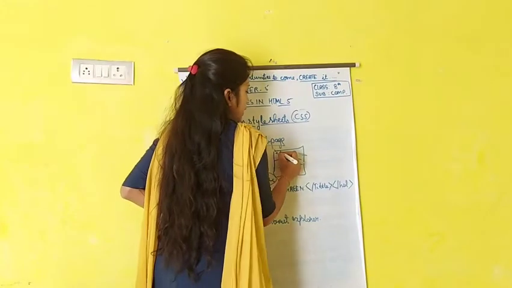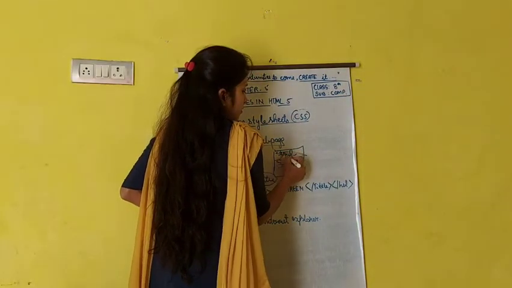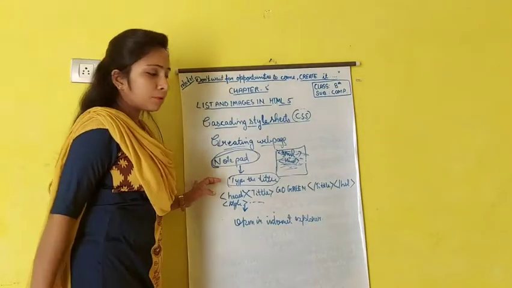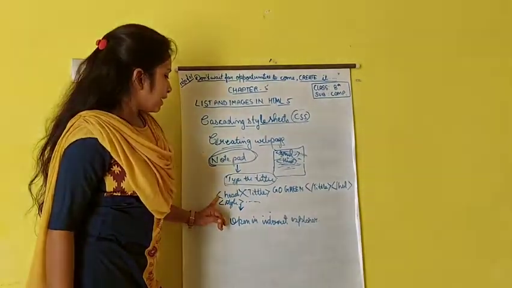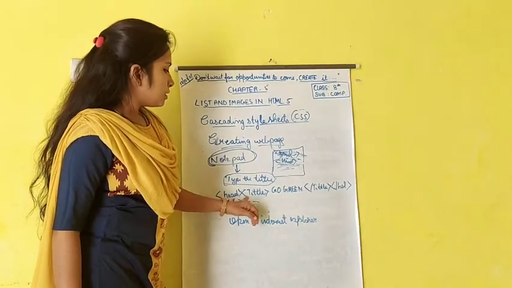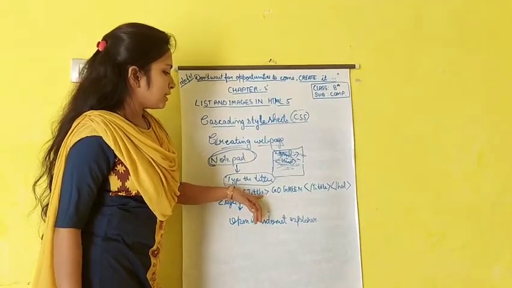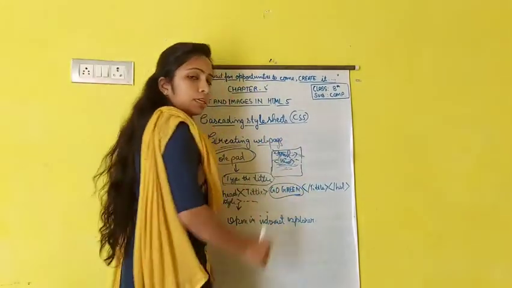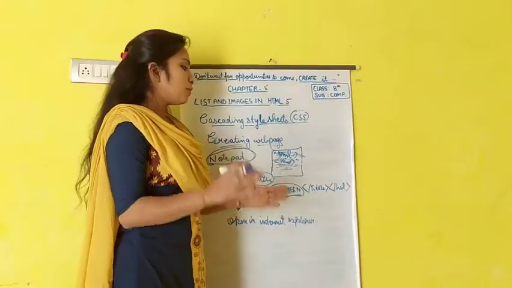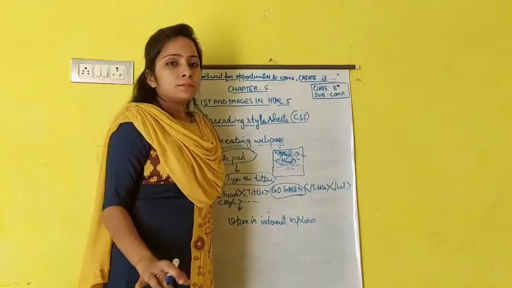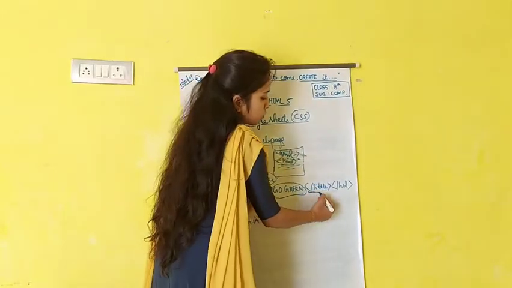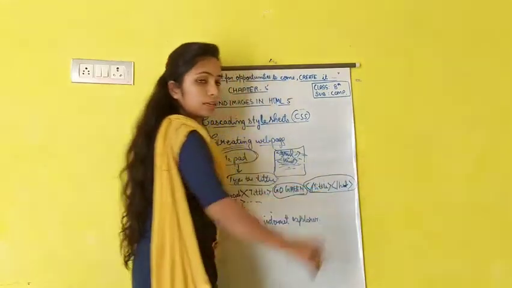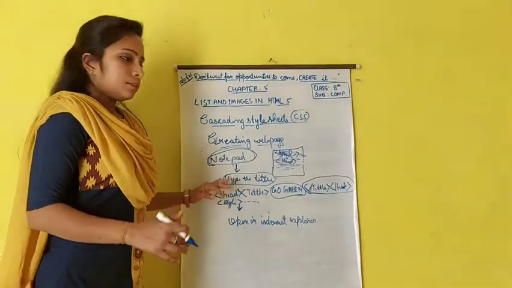Clear? First you will write HTML, then you will write head, as I have given in the example before. Then you will write the title tag, and then close it. You can write any title. Here I have written Go Green. You can write any title of your choice for the HTML page you have to make. Then again you will close with slash title, slash head. Clear? Then this much is over.